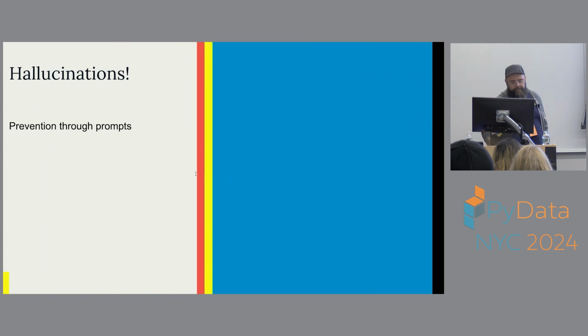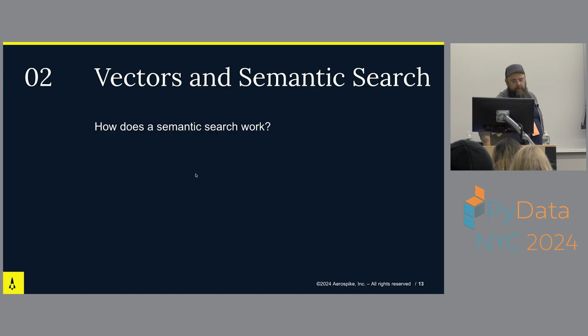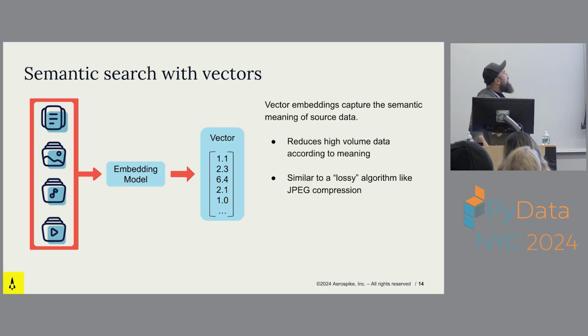All right, so let's talk vectors and semantic search. What is it? What are we doing here? But first, any questions before we jump forward? Sweet. All right, so vectors.